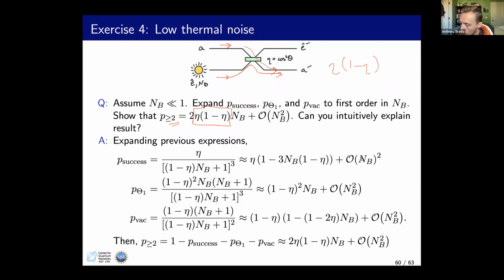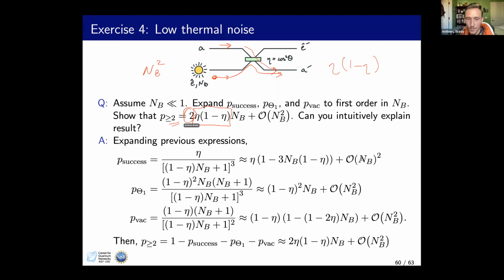And you're only getting 1 photon from here, okay? You're not getting 2, and the reason is that if you were getting 2, then the probability of getting 2 photons from the thermal source itself goes like NB squared, and we're dropping NB squared terms. So that's why this eta and 1 minus eta term is there.